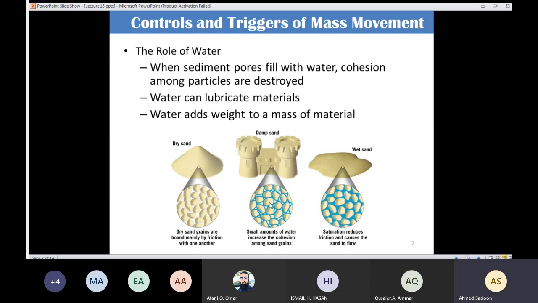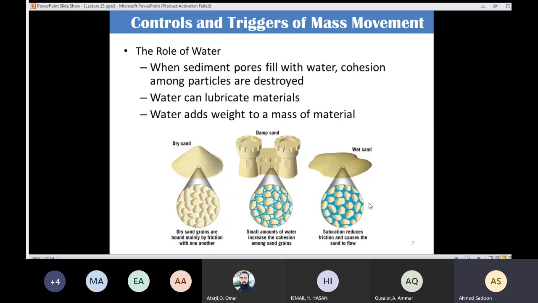But if the pores are fully saturated with water, like this case, we are going to lose the cohesion completely. You cannot build anything with that. And that is the role of the water. So if you have water which completely fills the pores, we are going to lose the cohesion, and as a result, we are going to trigger the mass movement.